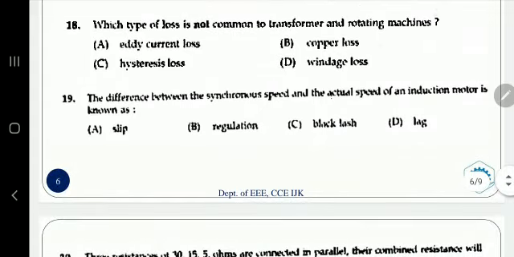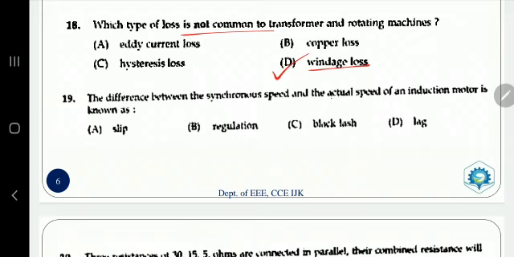Let's move on to the next question, question number 18. Which type of loss is not common to transformers and rotating machines? The answer for this question is option D, that is windage losses. This windage loss is due to the air friction between the rotor and the surrounding air, so that is not common in the case of transformers and rotating machines.